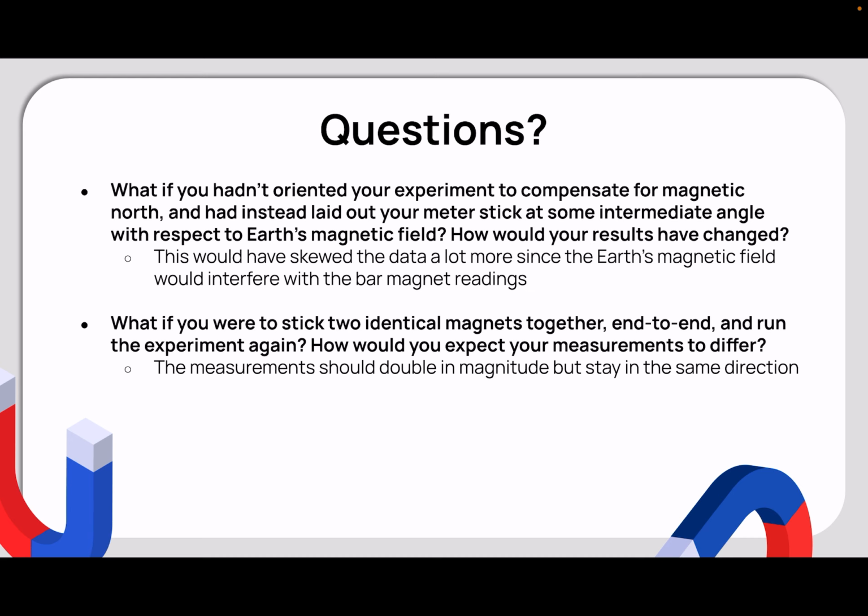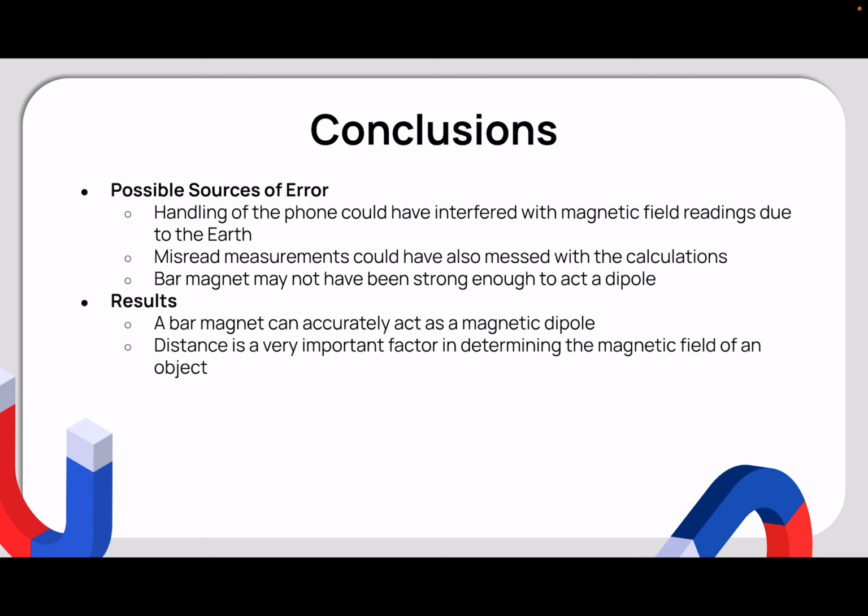And so what if we were to stick 2 identical magnets together and do the experiment again? The measurements should in theory double in magnitude but stay in the same direction, because it would just become one big magnetic dipole with north and south in the same direction.